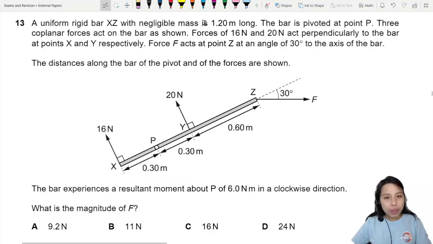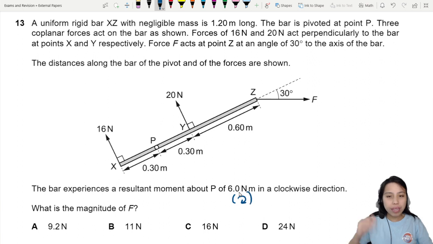A uniform rigid bar with negligible mass is 1.2 meters long, and the bar is pivoted at point P right here. Three coplanar forces act on the bar as shown. The bar experiences a resultant moment of 6 Newton meter in the clockwise direction. Clockwise means the rod will turn. There is a net moment due to all these forces.